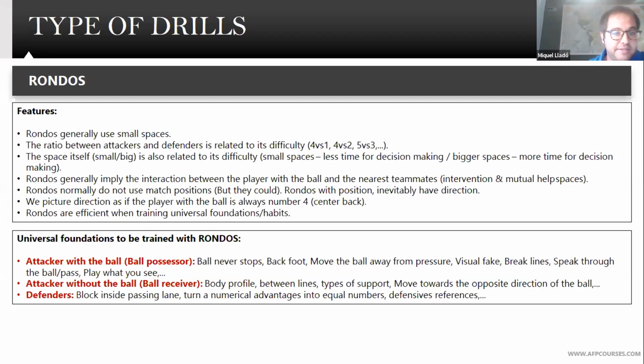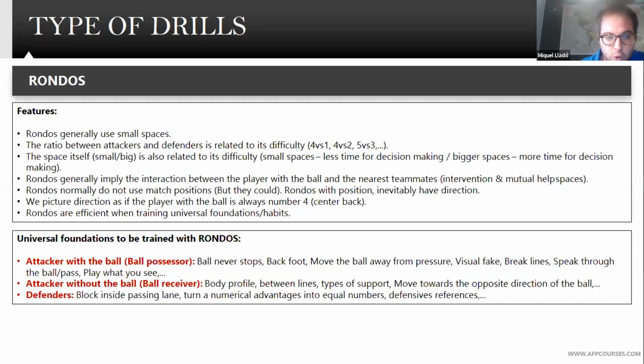Rondos basically imply the interaction between the player with the ball, the possessor, and my nearest teammates. There are no farther away ones. It's not common to see them. There is no third line of players, so the situations that they try to recreate are situations where we only find the interaction between the player with the ball and the immediate or nearest teammates. Normally, rondos do not use match positions, but they could. This is a large area of conversation and a large area of discussion.